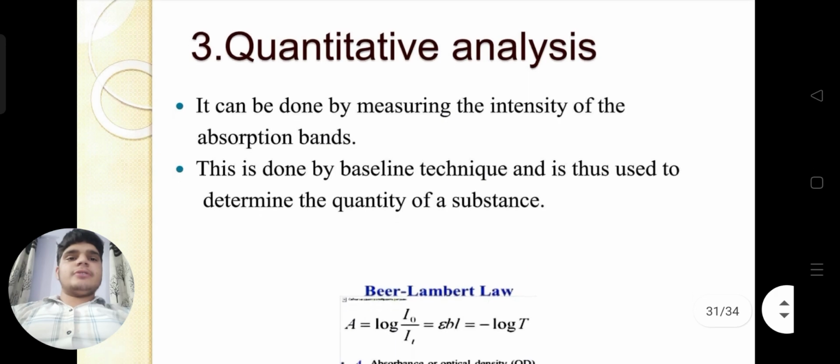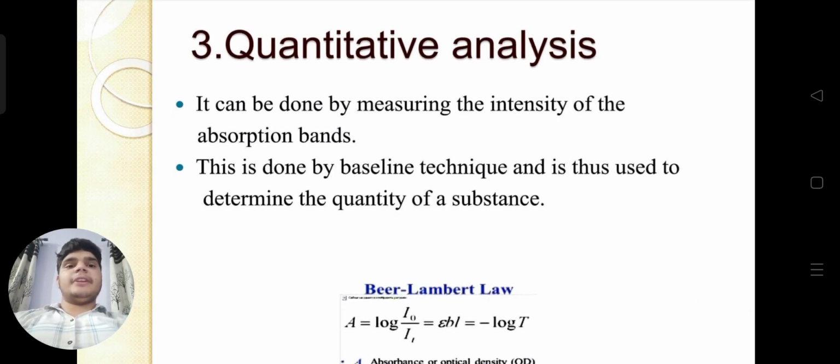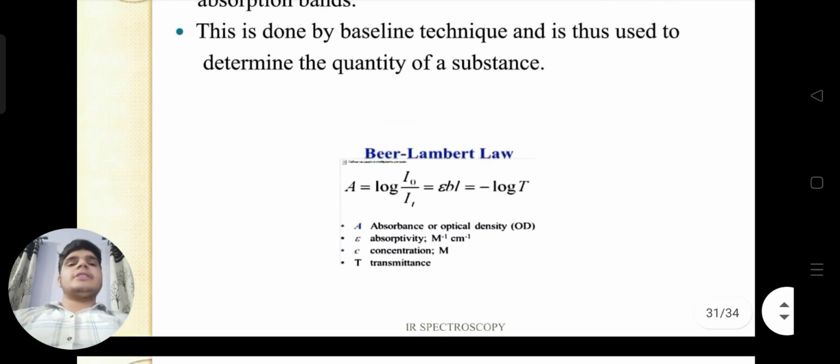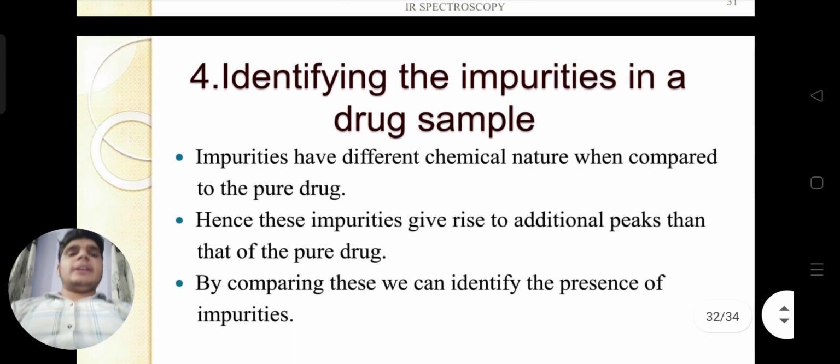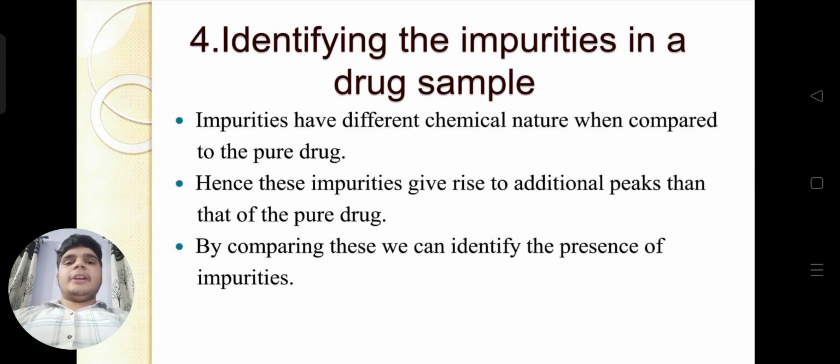The third application is quantitative analysis. It can be done by measuring the intensity of the absorption bands. This is done by the baseline technique and is used to determine the quantity of a substance. By using the Beer-Lambert law, the expression is A equals log I naught upon I t equals epsilon b c, or equal to minus log T, where A is the absorbance or the optical density, simply defined by OD, epsilon is the absorptivity per mole per centimeter, C is the concentration measured in molar, and T is the transmittance.